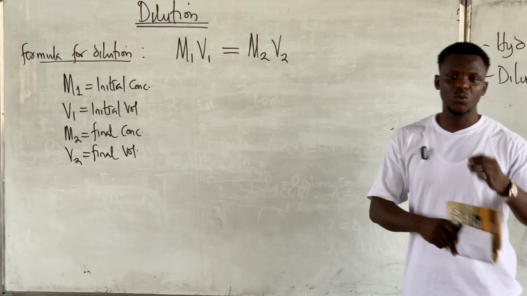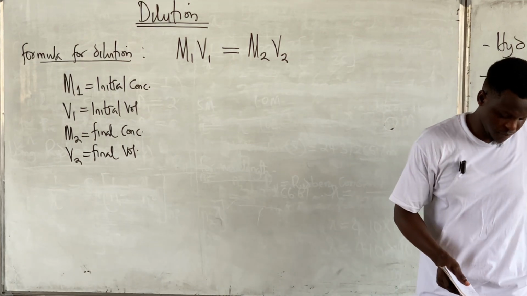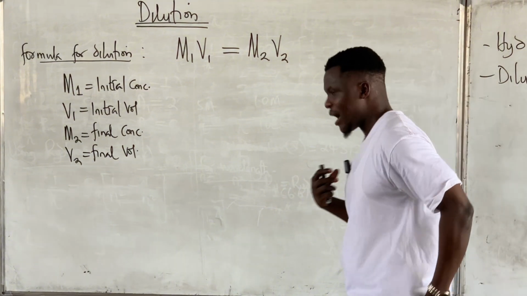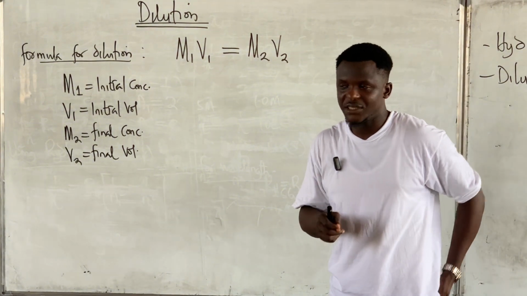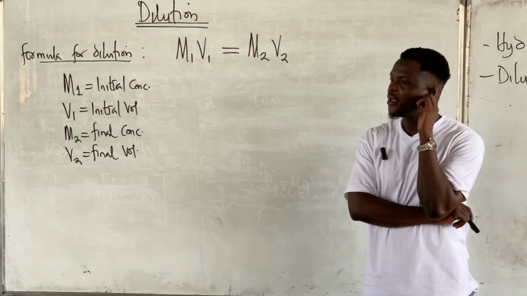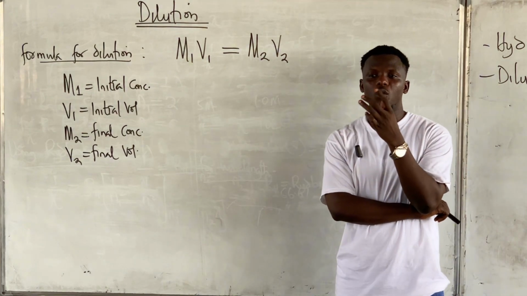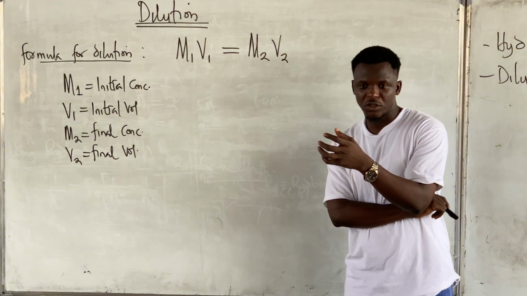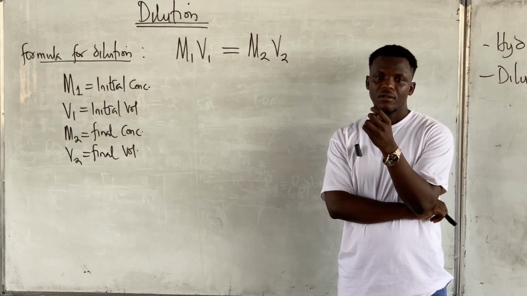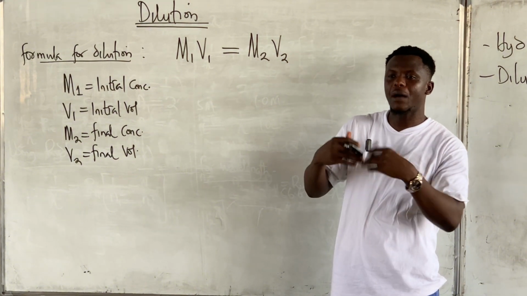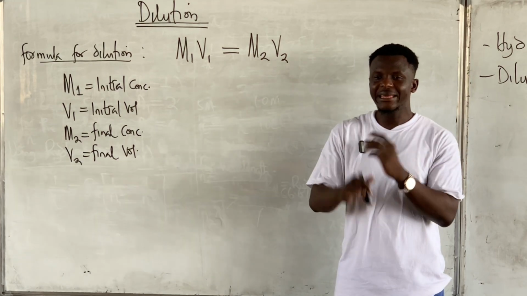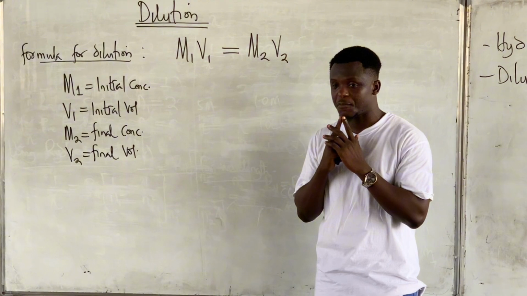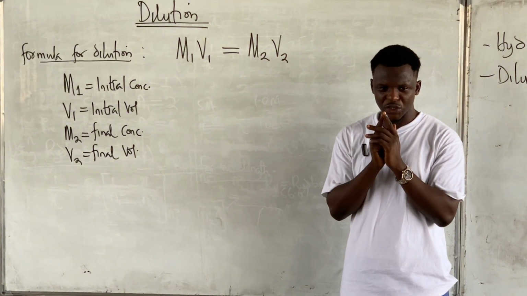So there are two ways questions can be asked based on dilution. The first one is, please pay attention. If they ask me, what is the amount of water needed to dilute a particular solution? What is the amount of water needed to dilute is different from what is the final volume after dilution. Do you know there are two different questions?